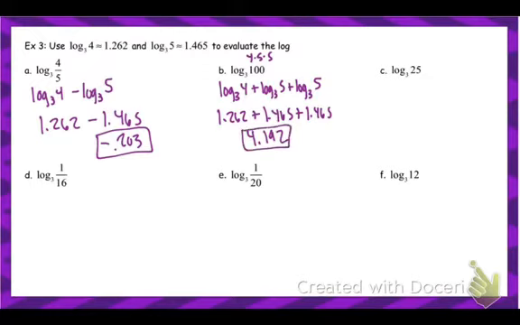All right, so now let's look at log base 3 of 25. Again, I can do this two different ways. I could do log base 3 of 5 plus log base 3 of 5. Another way I could do this, though, is that this is log base 3 of 5 squared, which means this is 2 times log base 3 of 5, which means this is 2 times 1.465, which is 2.93.